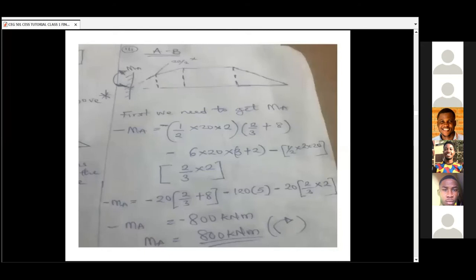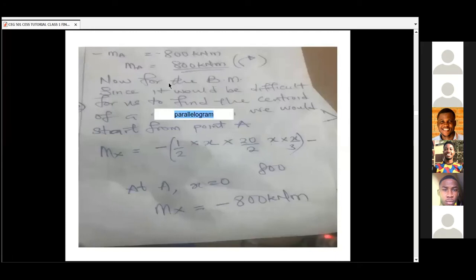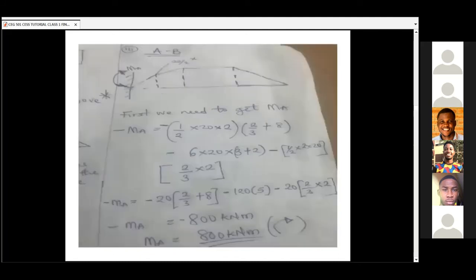Now, if we are to find the bending moment towards point A prime, the issue would be getting the centroid of a trapezium, which is what is derived if we cut a portion of span AB. When we cut a portion of that, we get a trapezium. But the difficulty will be finding the centroid of that trapezium. So what we can do is start from AB, since bending moments will still be the same at that point. Considering the moment MA, which we got as 800 kilonewton meter.